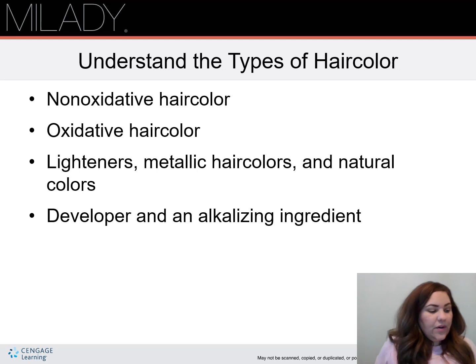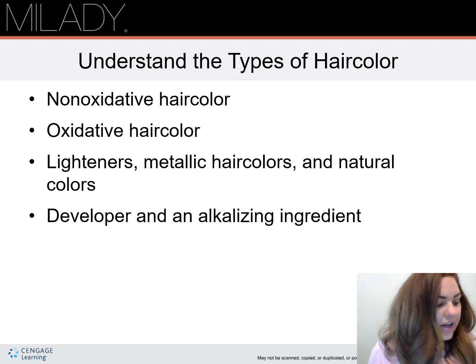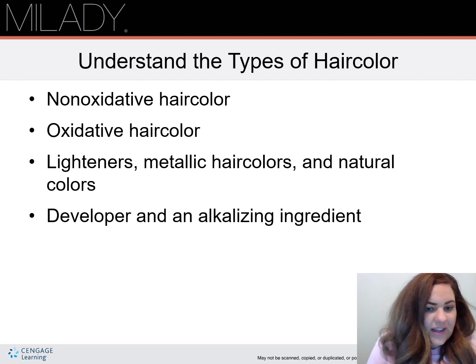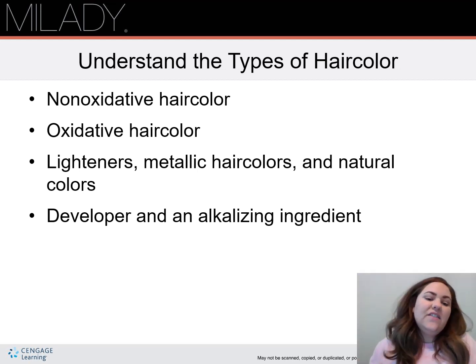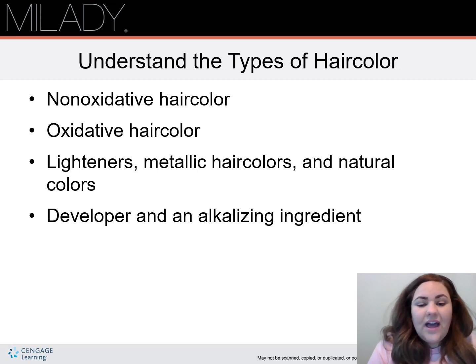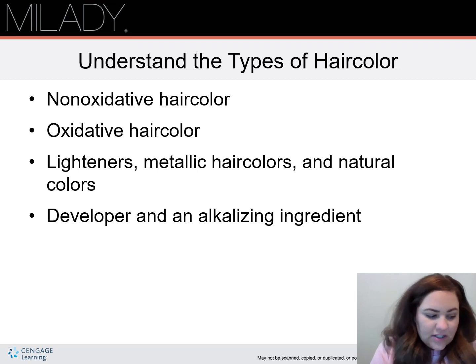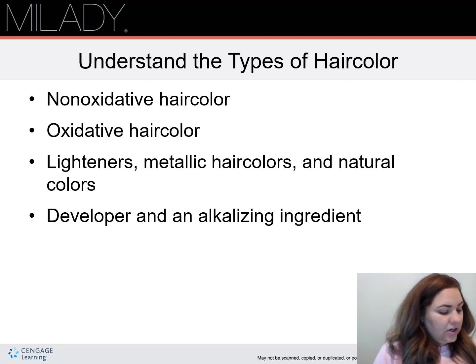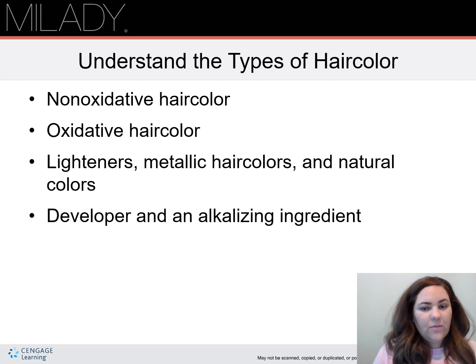All right. So let's talk about understanding the types of hair colors. Okay. We have several different categories of hair color. You have non-oxidative hair color, oxidative hair color, lighteners, metallic hair colors, and natural colors. We're also going to talk about developers later on, alkalizing ingredients. We are going to talk about lighteners later on. I just want to really get into the types of hair color in this lecture. Also in this lecture, we're going to talk a little bit about the developers, but we are going to go more in depth later. I am going to introduce some of the lighteners, but we are going to talk more in depth about those as well in a different lecture.